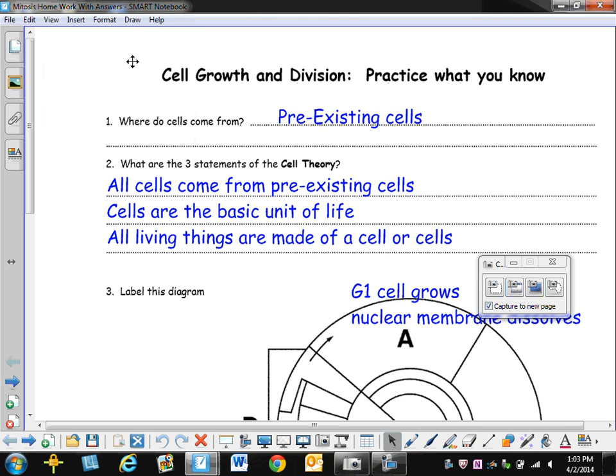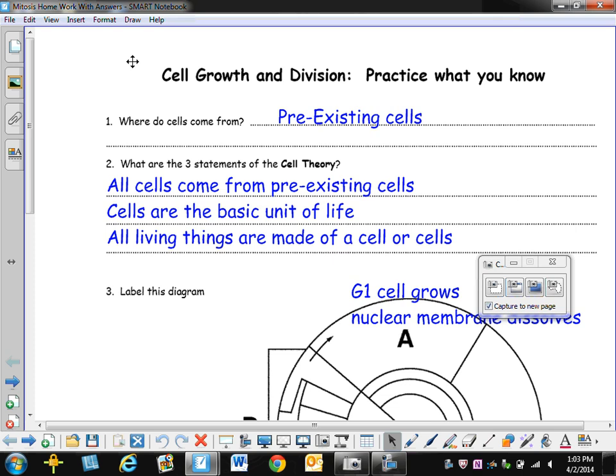Okay, so where do cells come from? Pre-existing cells. Later we'll have to talk more about Francisco Redi and Louis Pasteur, and we'll go back through that. We'll start reviewing about scientific method. What are the three statements of the cell theory? All cells come from pre-existing cells.